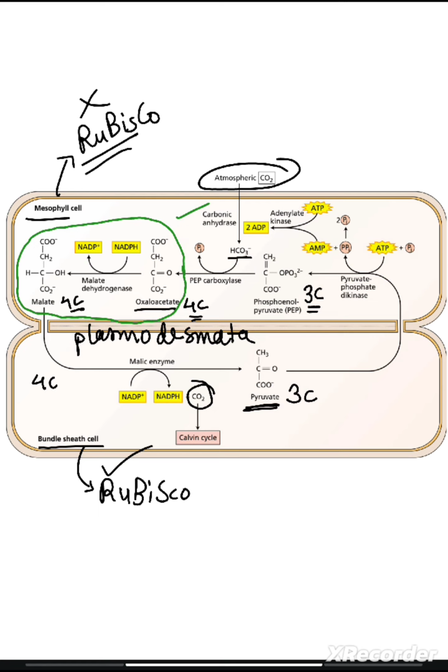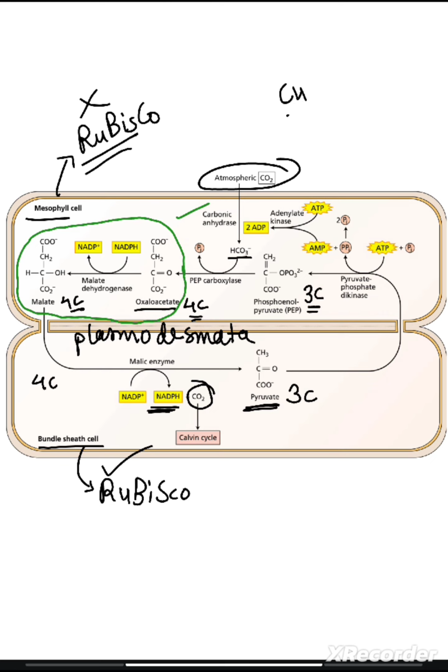Here we are releasing 1 NADPH. Once this pyruvate is formed, it again enters the mesophyll cell. Once it enters the mesophyll cell, it gets converted to phosphoenol pyruvate again. Here, pyruvate phosphate dikinase breaks down 1 ATP. And that's how you get back your phosphoenol pyruvate, and that's the C4 cycle.